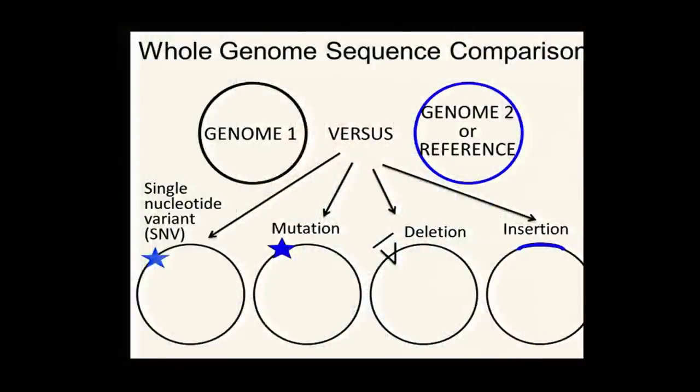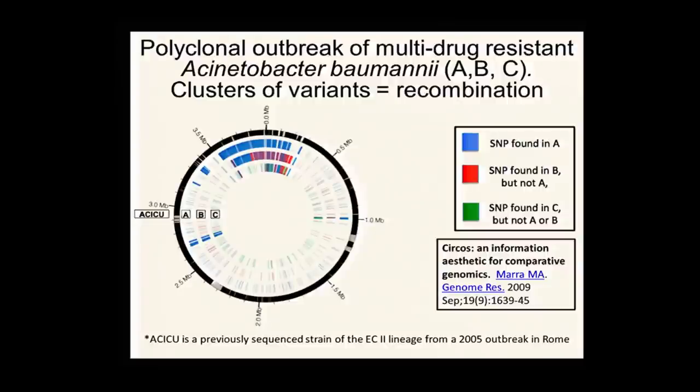So when I'm really saying I want to compare genome 1 to genome 2 and I'm looking for SNPs, single nucleotide variants, sometimes they're going to cause mutations. I'm going to look for insertions, deletions. I'm going to give two examples here from the NIH Clinical Center. This was in 2007. We had three strains of multidrug-resistant Acinetobacter baumannii, and we were wondering what was the phylogenetic relationship of these three strains that were circulating in the hospital.